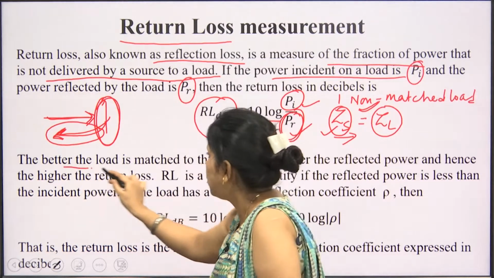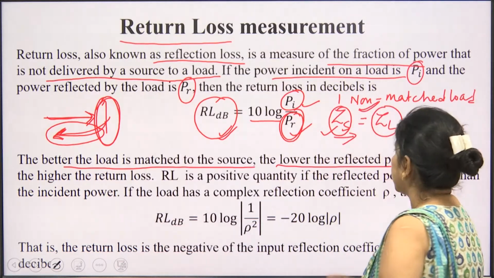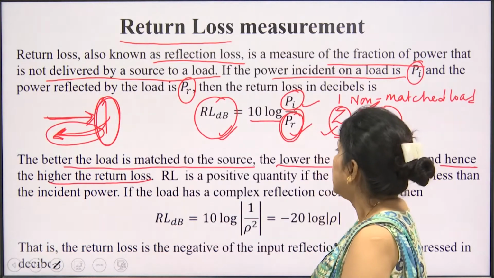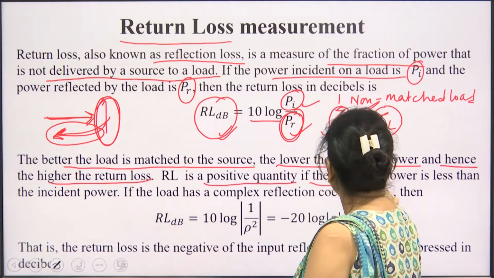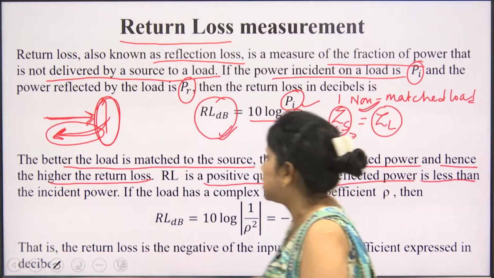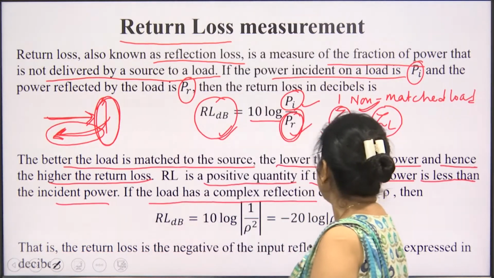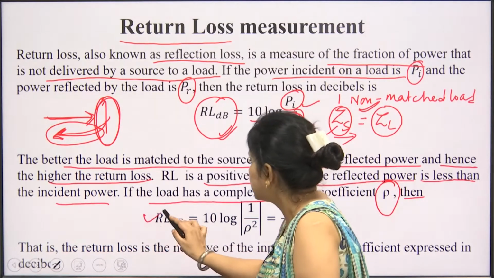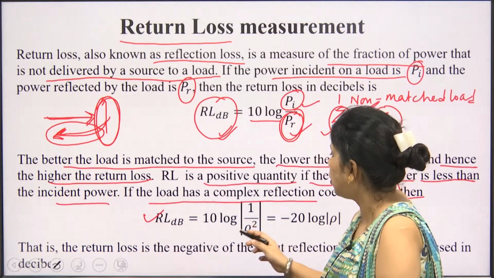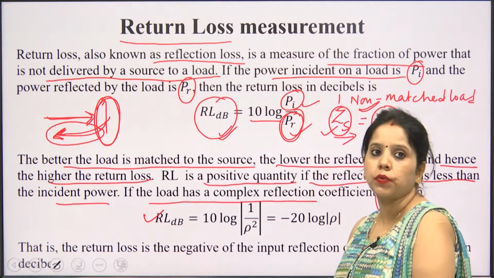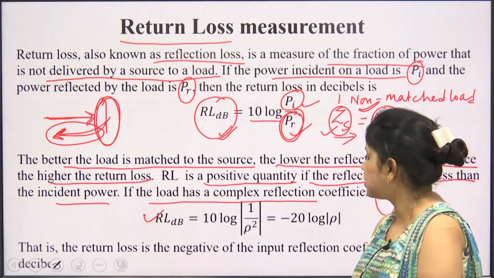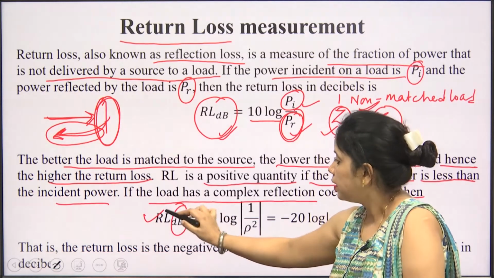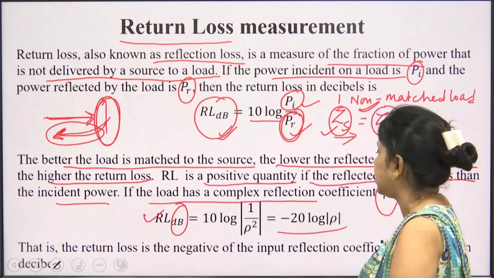So, the better the load is matched to the source, the lower is the reflected power and hence the higher the return loss. RL is a positive quantity if the reflected power is less than the incident power. If the load has a complex reflection coefficient rho, then in that case the return loss is given by 10 log 1 upon rho square. If we are provided with the reflection coefficient, we can directly have the value of our return loss in dB, which is equal to minus 20 log rho.